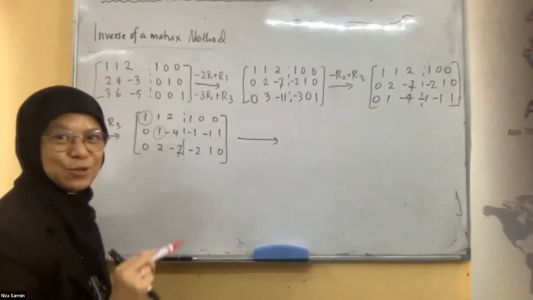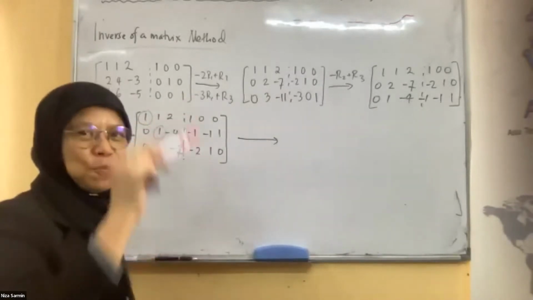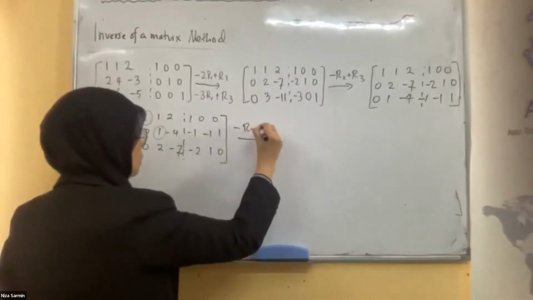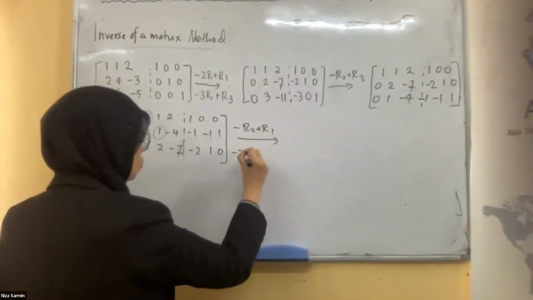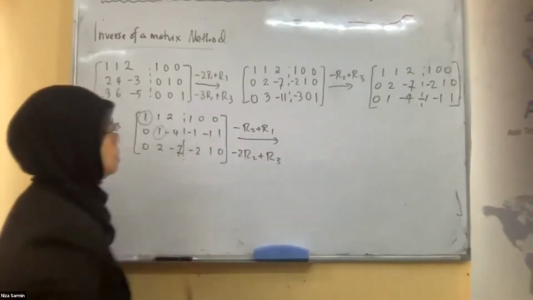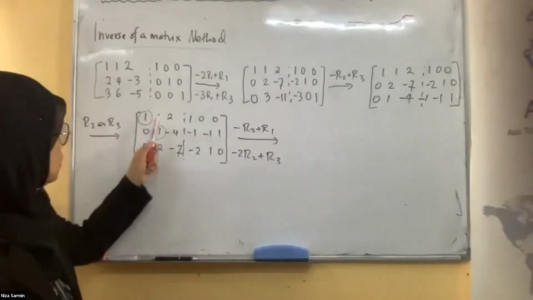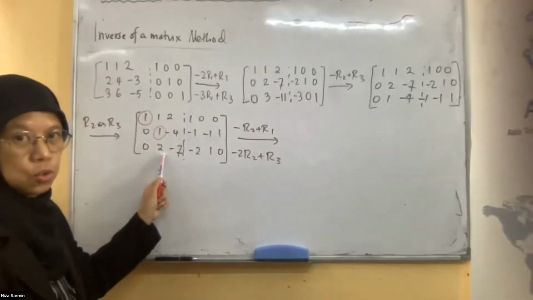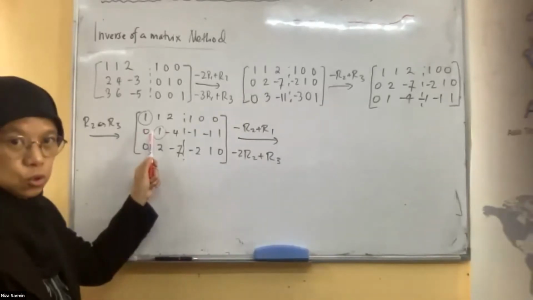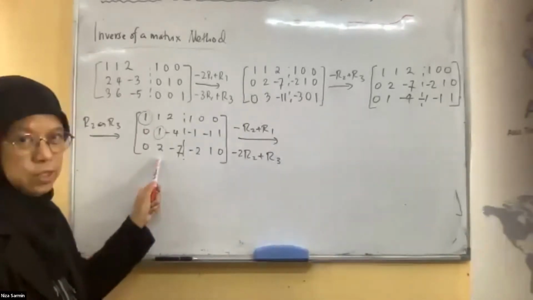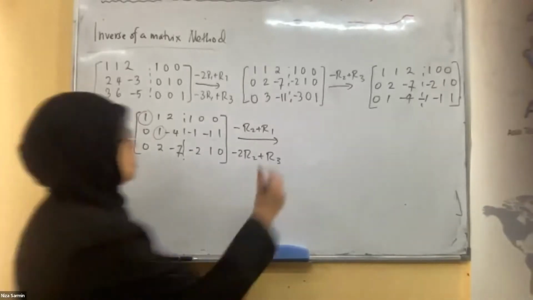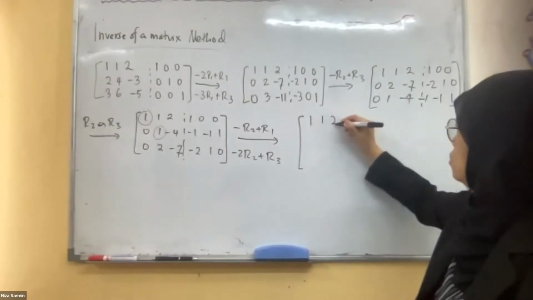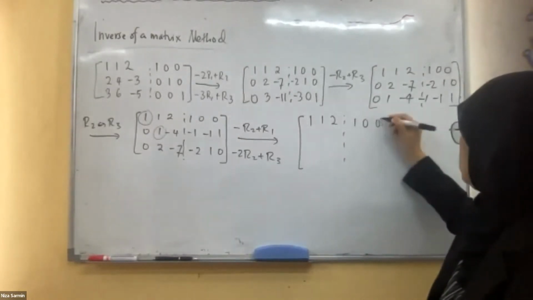The second one is already 1. You can make top and bottom 0. So negative row 2 plus row 1, negative 2 row 2 plus row 3. Because this is 1, this is 1, so you take the negative of this plus this, and this is 2, so you have to take negative 2 row 2 plus row 3. All right, then you will get 1, 1, 2, 1, 0, 0.